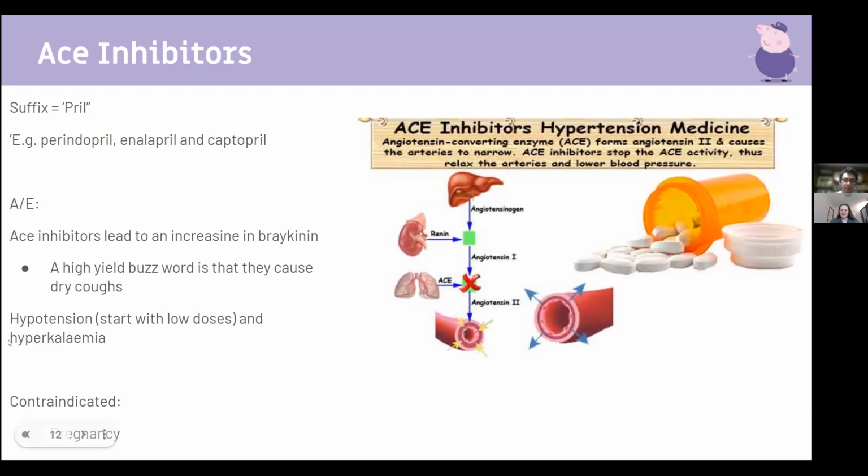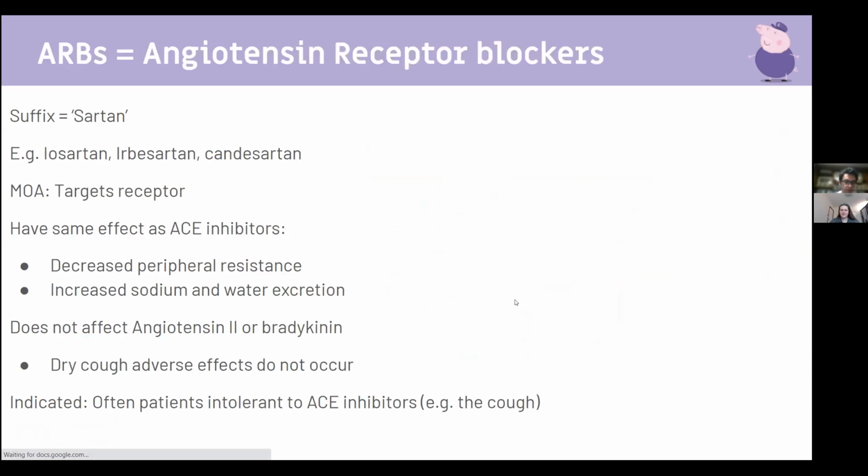But potassium is very, very important. When you think of potassium, you should think of arrhythmia. It's contraindicated in pregnancy. So it's quite important. You can't give ACE inhibitors to pregnant people.